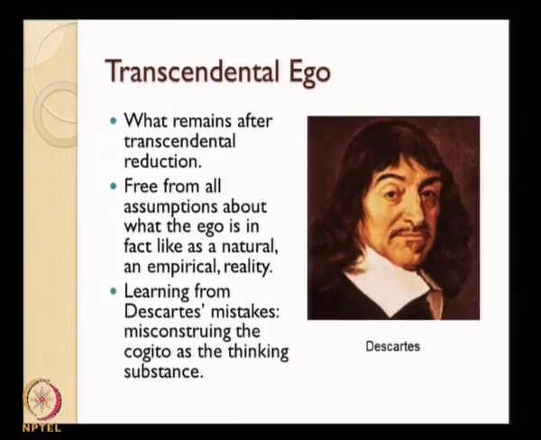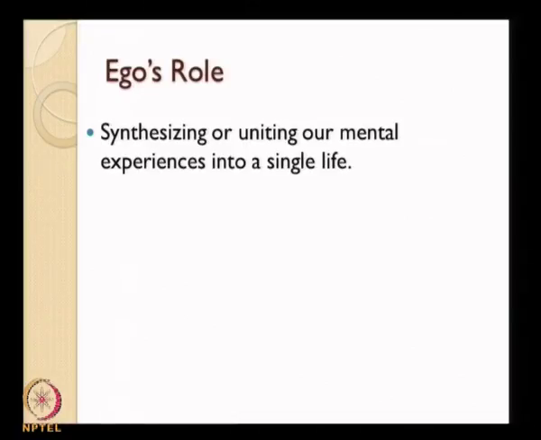So, he says that Descartes actually commits a mistake here. He misconstrued the cogito as the thinking substance, instead of going a little further, a little deeper than the cogito, and discovering that it is not just the thinking substance, but the transcendental subject. So, what is the ego's role? I have already briefly mentioned the ego's role here.